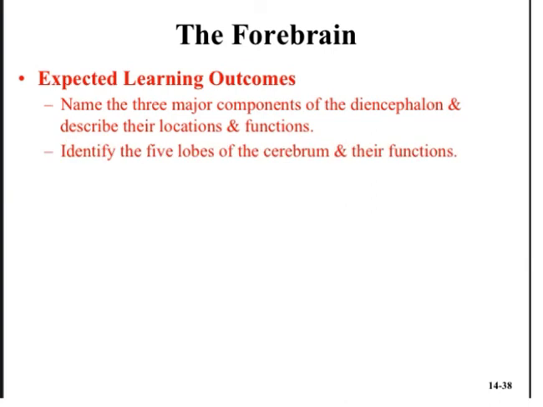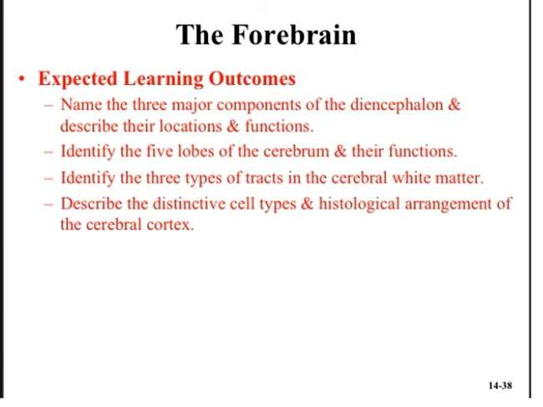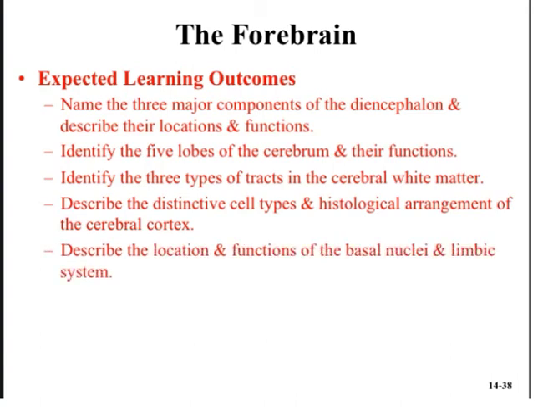We want to identify the five lobes of the cerebrum and their function, and identify the three types of tracts in the cerebral white matter. We'll also describe the distinctive cell types and the histological arrangement of the cerebral cortex, and describe the location and functions of the basal nuclei and a series of structures called the limbic system.